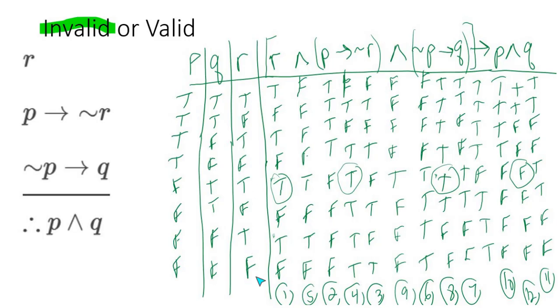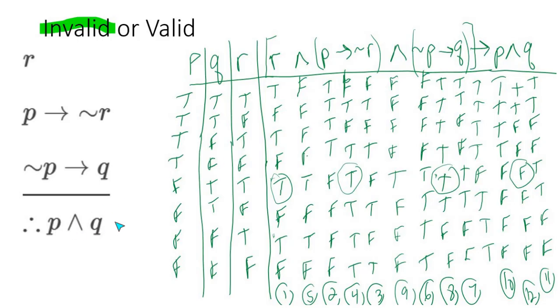And so your first premise is R, which is right here. Your second premise is P conditional negation R. And then your third one is negation P conditional Q. And then your conclusion is P and Q.